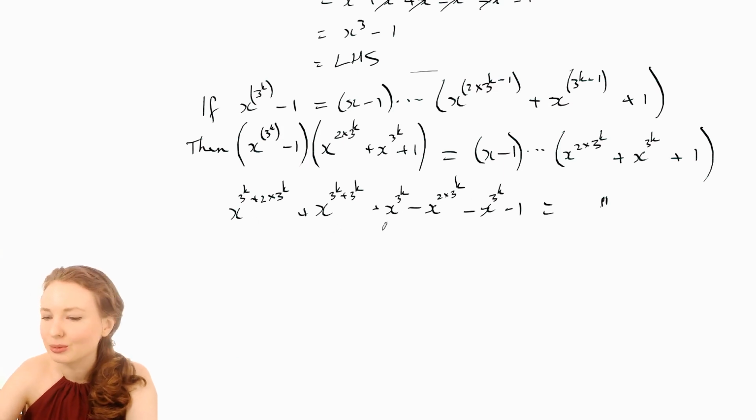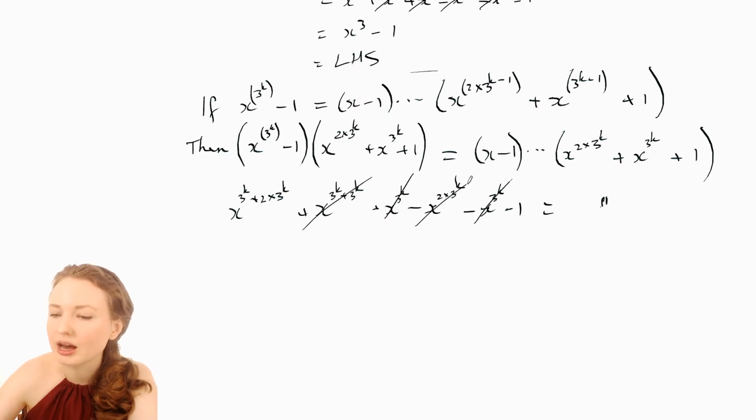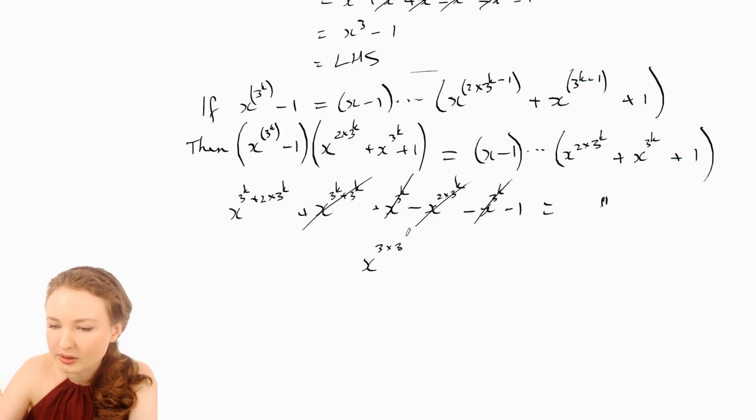Okay, so we just need to simplify this. We have an x to the 3 to the k there and there, so those cancel. And then this is 2 times 3 to the k up there, so that one cancels with that. And we're just left with those two. So we've got a 3 to the k plus another 2 times 3 to the k, so that's 3 times 3 to the k. So we have that equals ditto. And then think of that as 3 to the 1 times 3 to the k. So that'll give you x to the 3 to the k plus 1.